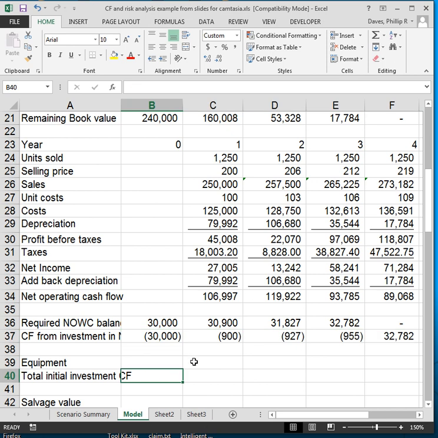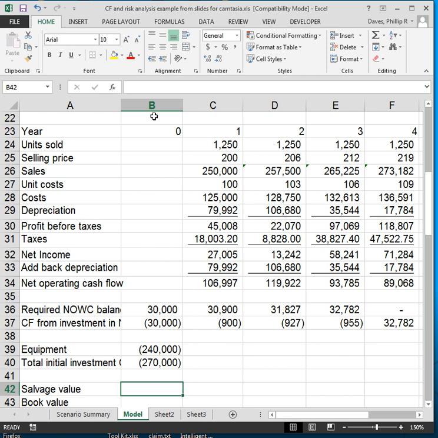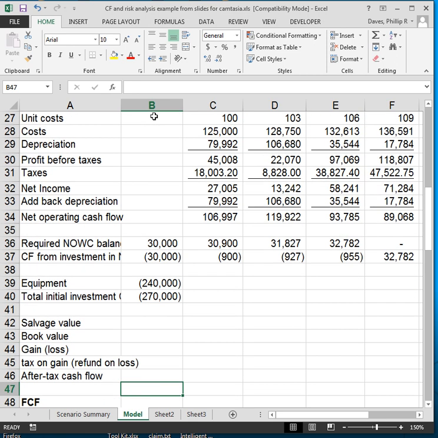Now, equipment. I'm going to make it a negative sign. We have $240,000 total in equipment. We have another $30,000 investment because of net working capital, so our total time 0 initial investment is $270,000.